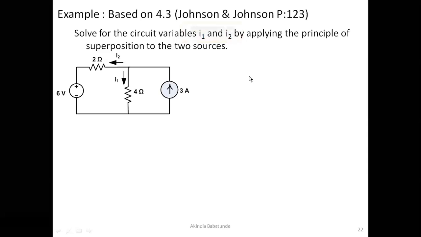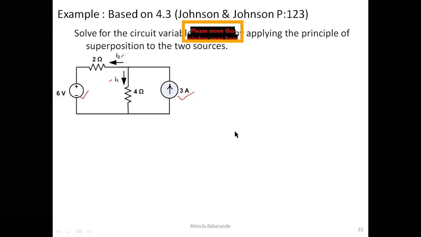Example: solve for the circuit variables I1 and I2 by applying the principle of superposition to the two sources. So we have a voltage source, this is the first source, and a current source, the second source. This is I1, and this is I2. So we are looking for I1 and I2, and we have been asked to use the superposition method to solve this problem. To do that, we are going to have to kill one of the sources, and once we do that, this is what it will look like.